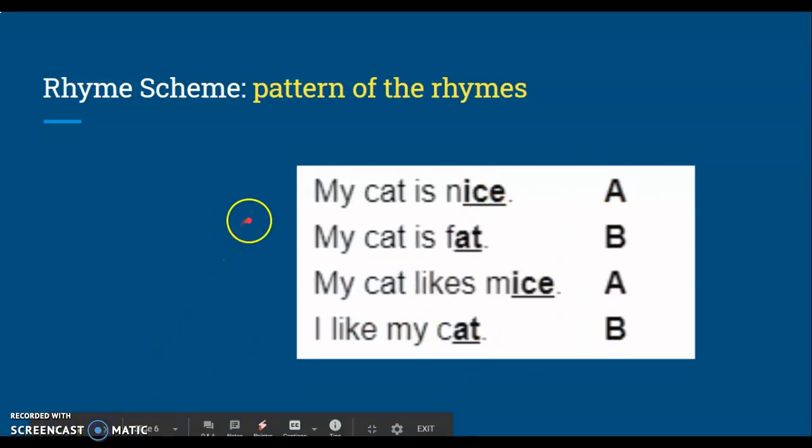Okay, let's look at another example. We look over here, now we see the rhyme scheme is different. A-B, A-B.